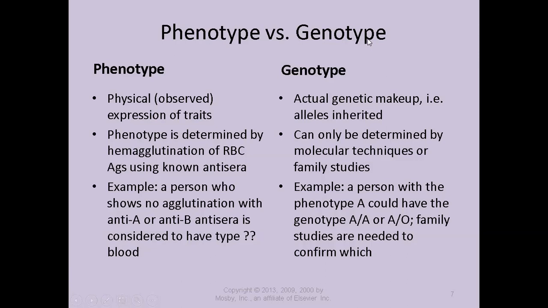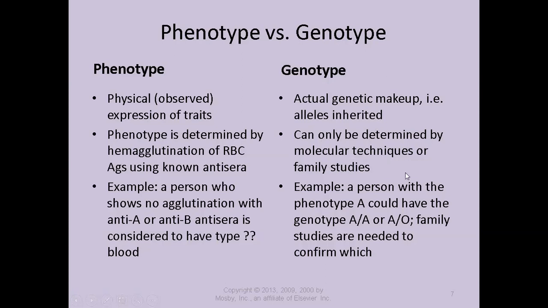When we get into genotype, this is the actual genetic makeup, meaning the alleles that an individual actually inherited to contribute to their blood type. This can only be determined by either family studies or by performing molecular techniques. So by family studies, we mean if you know your blood type and you happen to know what your mother's blood type was and your father's blood type was, we may be able to deduce your genotype.